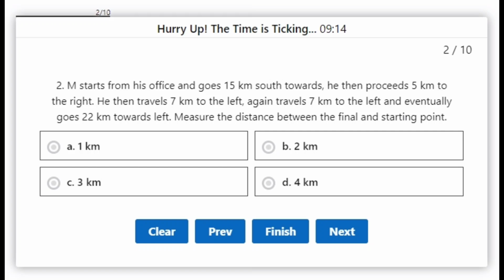Our second question is, M starts from his office and goes 15 kilometers south. He then proceeds 5 kilometers to the right. He then travels 7 kilometers to the left, again travels 7 kilometers to the left and eventually goes 22 kilometers towards left. Measure the distance between the final and starting point. And the options are option A 1 kilometer, option B 2 kilometers, option C 3 kilometers and option D 4 kilometers.